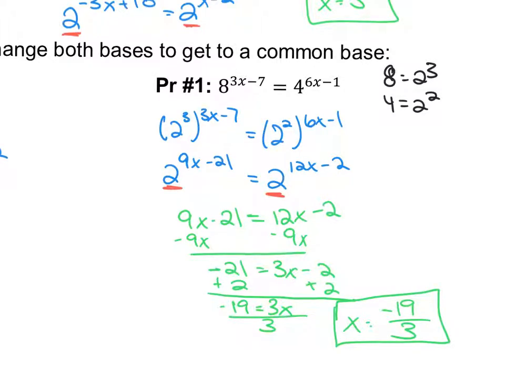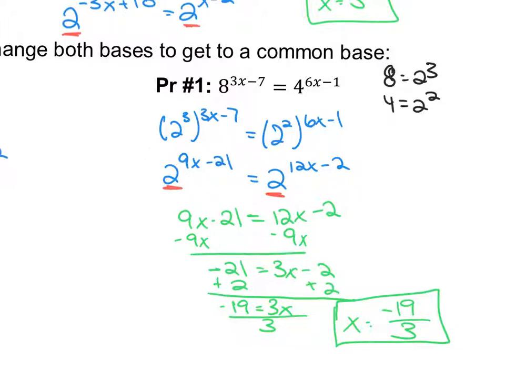Okay, so hopefully you saw that 8 can be rewritten as 2 to the third, and 4 can be written as 2 squared, and so we're getting that common 2 value as our base. So then rewriting this equation, we have 2 to the third to the 3x minus 7 equals 2 to the second to the 6x minus 1. And so then distributing out this 3 and distributing out this 2, we get 2, so our common base, to the 9x minus 21 equals 2, our common base, to the 12x minus 2.